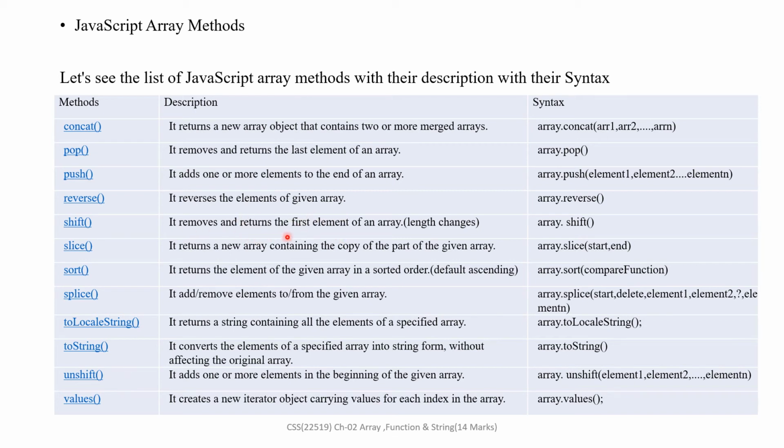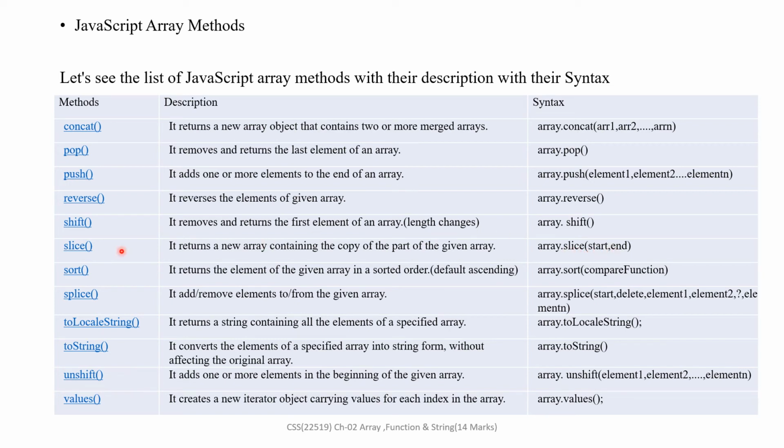Now next is the slice method. The slice method is used to return a copy of a part of the given array, which means it contains a small part of the array. array.slice, and in parentheses start, end.